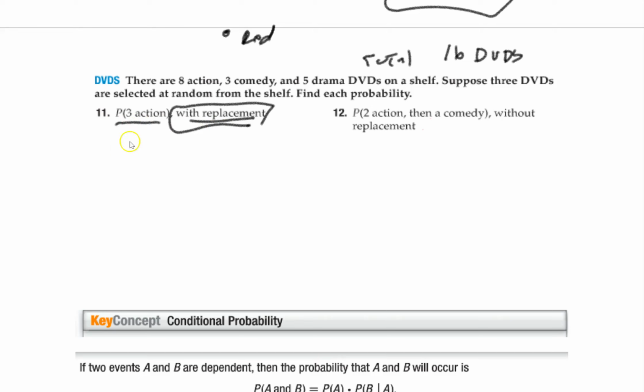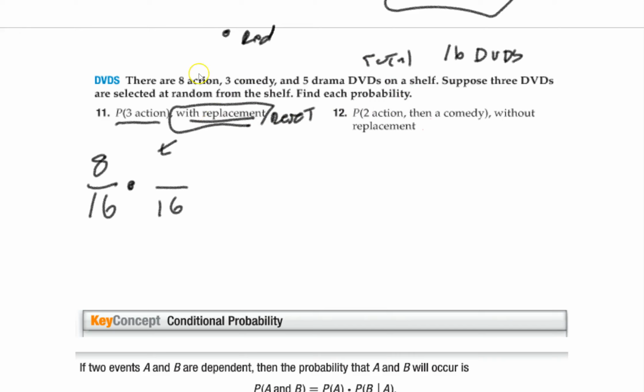So let's do an example. I have 16 total DVDs. I want to get an action movie. There's 8 of those, so it's 8 out of 16. Now with replacement means you grab it and you put it back. So there's still going to be a total of 16. Just put everything back. Basically it means you reset. Back to starting, right? So we're back to normal here.